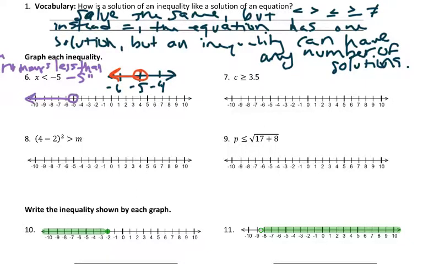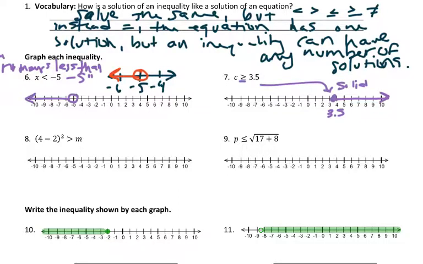Alright, then looking at number 7, we're looking for 3.5. And remember, if you're not good at maybe getting right there in the middle, you can always kind of label it as 3.5. Also, again, the variable's on the left, and so we can go ahead and use that arrow technique of which way to shade. And then also you'll notice that it is an equal to, and so that's why I have the solid circle.